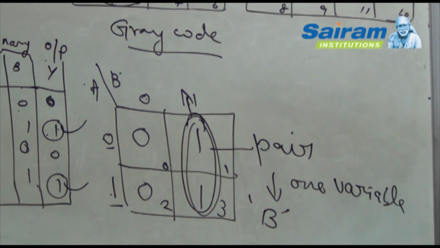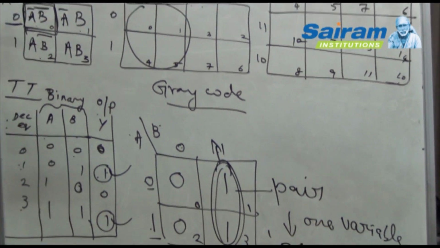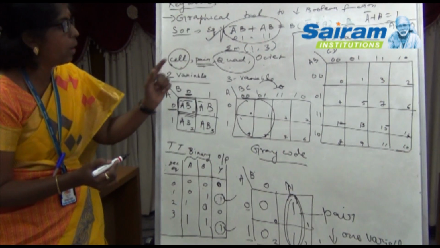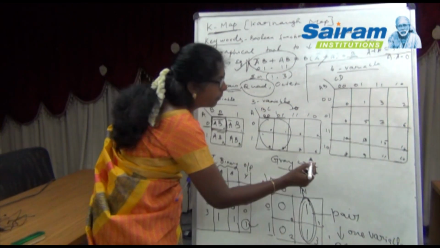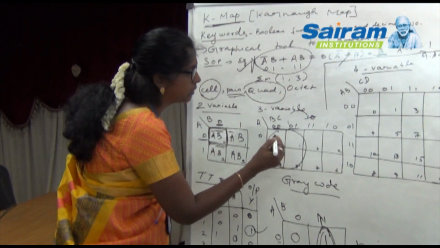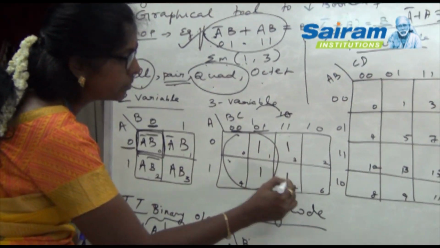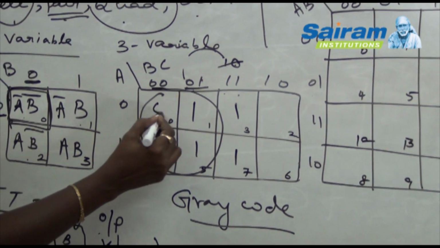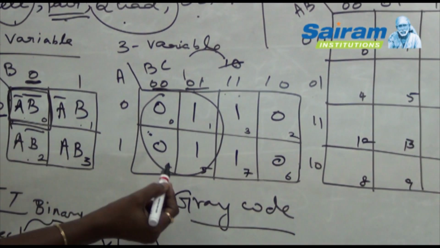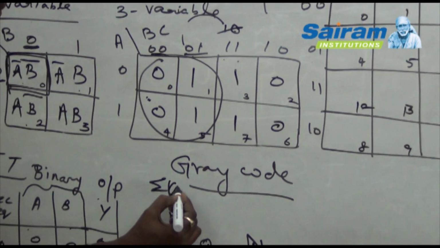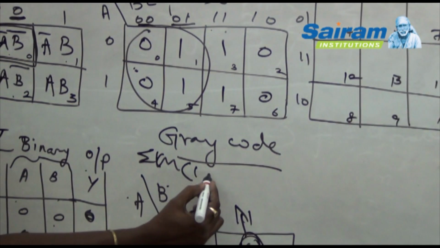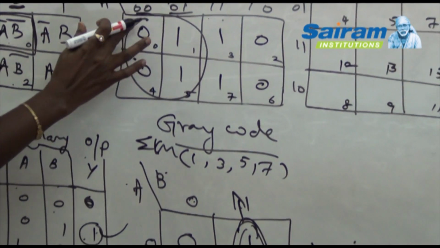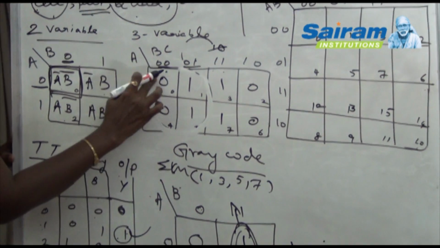See how the quad can be formed. I can go for three variables and explain how the quad is formed. Say for example, if I have ones in this fashion, I can group these ones, and for all others it is 0. That is summation of min terms 1, 3, 5, 7. So I can represent these 1, 3, 5, 7 as a quad.